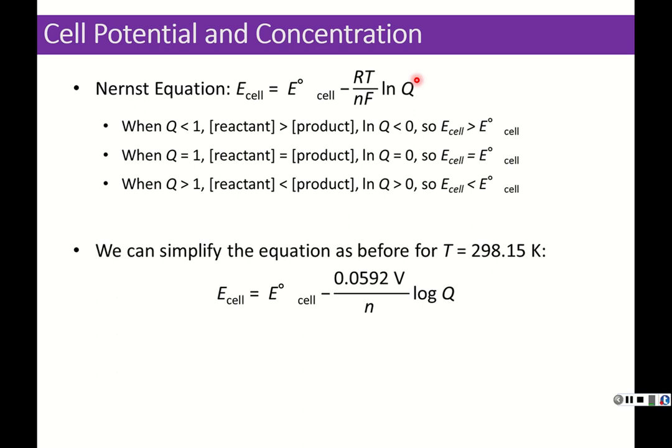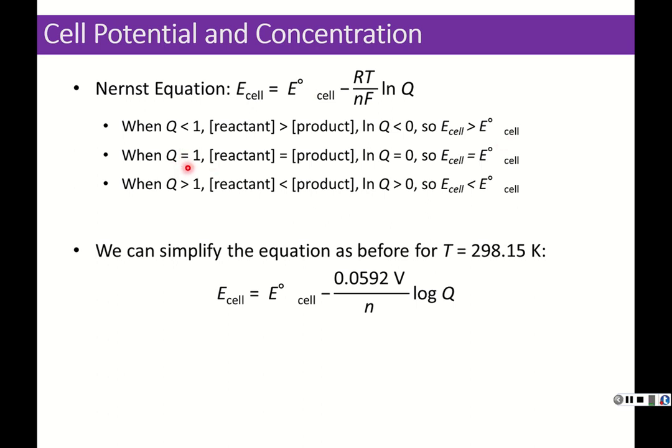All right, and remember, Q and K are solved by the products over the reactants. So if Q is smaller than 1, that means the reactant concentrations are greater than product concentrations. Right, so the ln of that is less than 0, negative, which means the cell potential is greater than the standard cell potential, right? Because if this term is negative, that's going to be a negative of a negative. You're going to add it to the standard cell potential, so you're getting bigger from there.